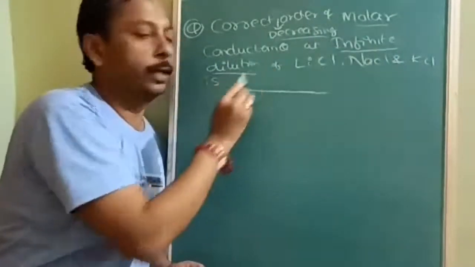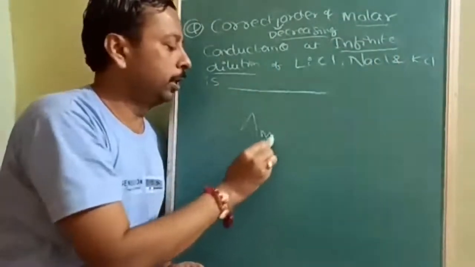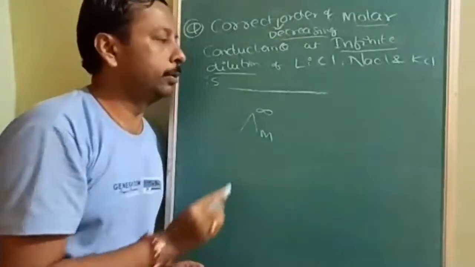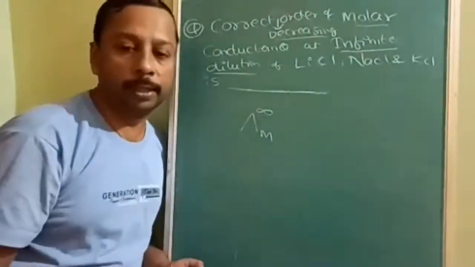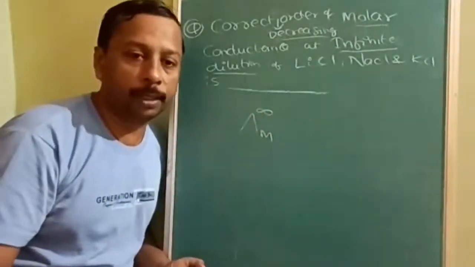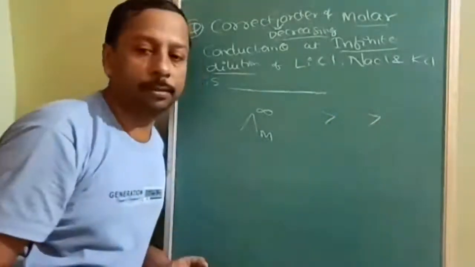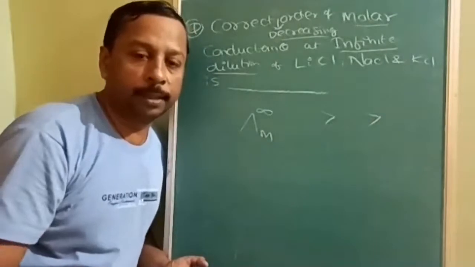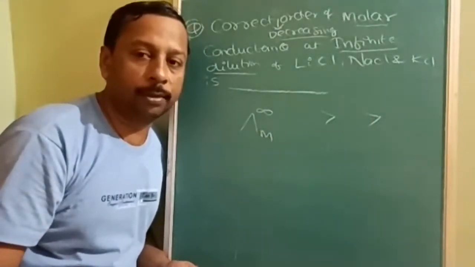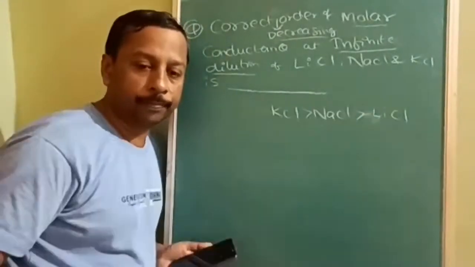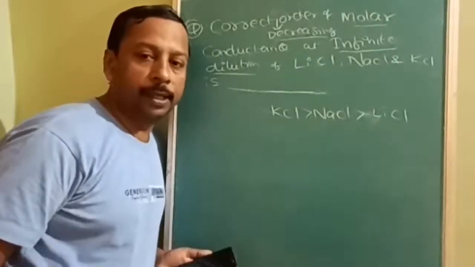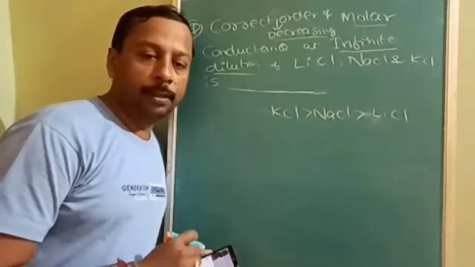Okay, infinite dilution means molar conductivity at infinite dilution. Highest should be written first. All of you remember, highest should be written first, then lowest, like this. Many times it has happened that just because of this order, you are losing the marks. This question is indirectly linked with the s block.